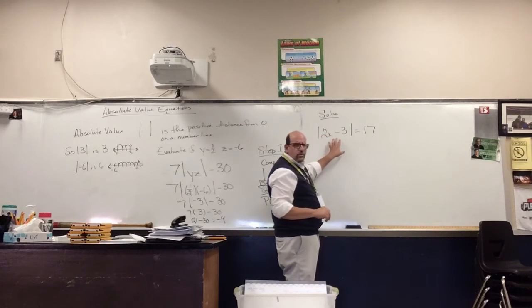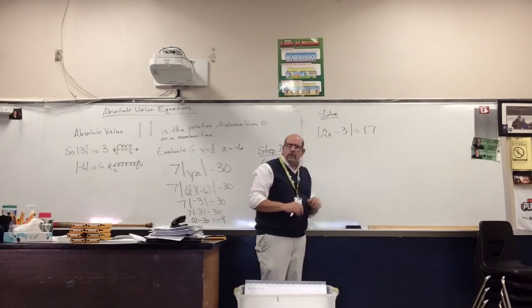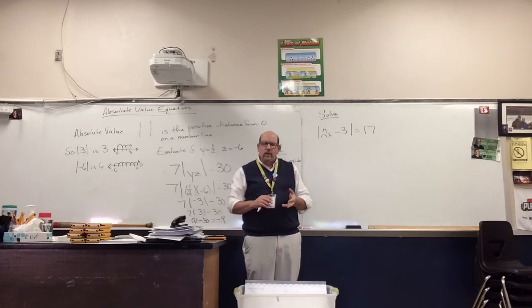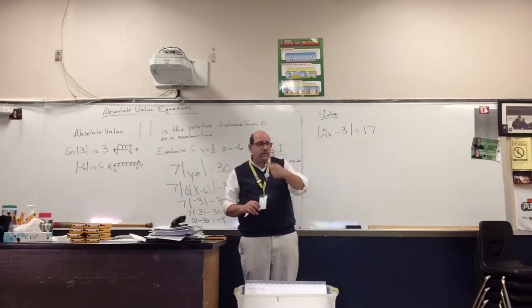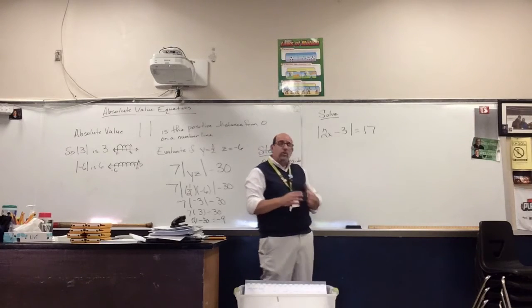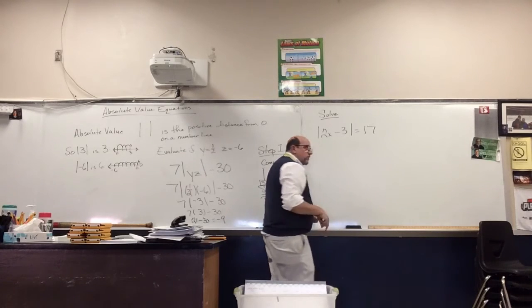Well, there are two different distinct values inside the absolute value symbol that'll give us 17, right? There's 17, and there's negative 17, because negative 17 is also 17 spaces away from 0. That's what this absolute value says.